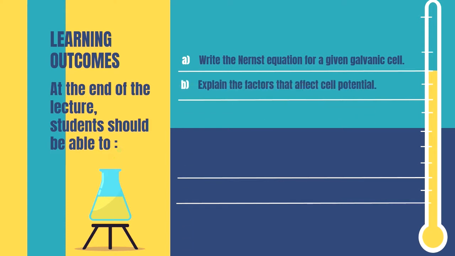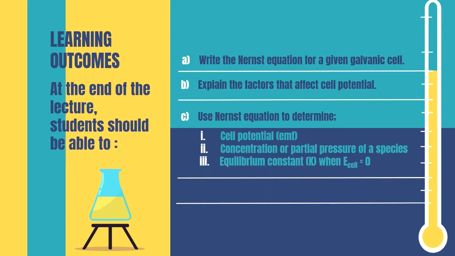explain the factors that affect cell potential, use the Nernst equation to determine cell potential, concentration or partial pressure of a species, and equilibrium constant when E cell equals 0. Predict the spontaneity of a cell reaction.